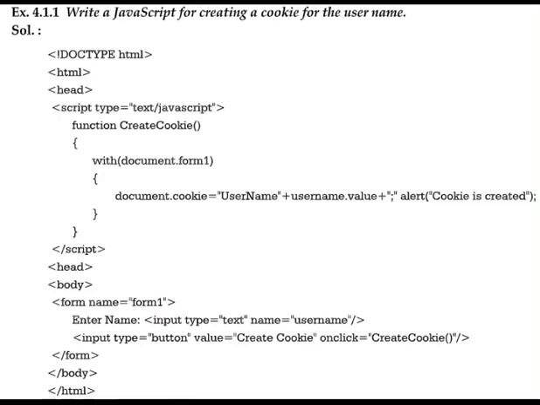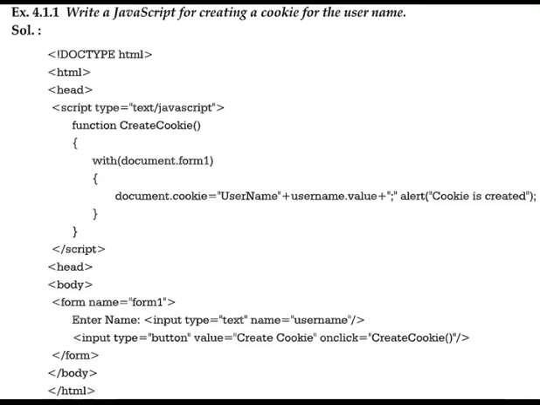So what will be your name and what will be your value? Username will be the name of the cookie, and the value you will retrieve at runtime, whatever you enter in the text box. So username.value will retrieve the name that is entered inside the text box. And after the cookie is created, an alert will be displayed showing which cookie is created.